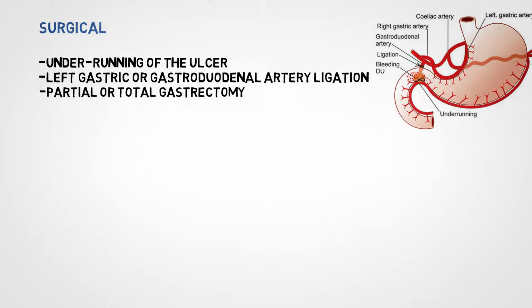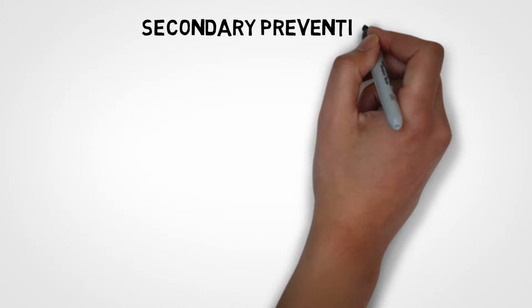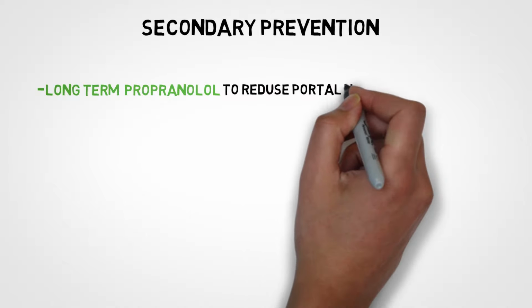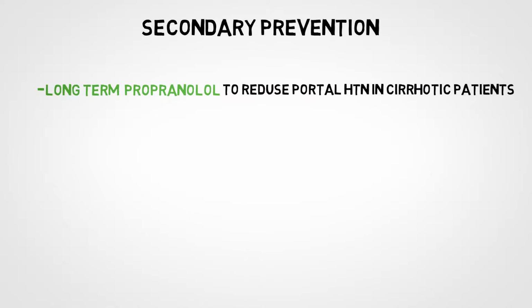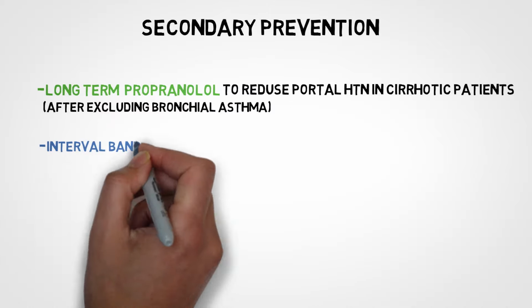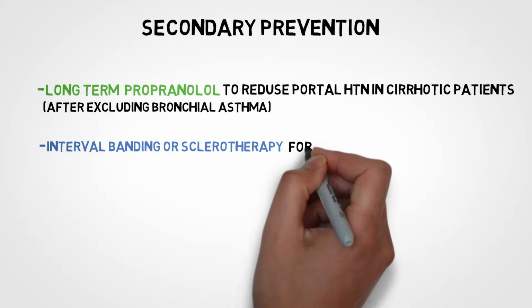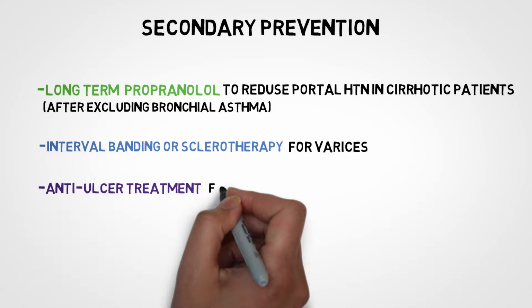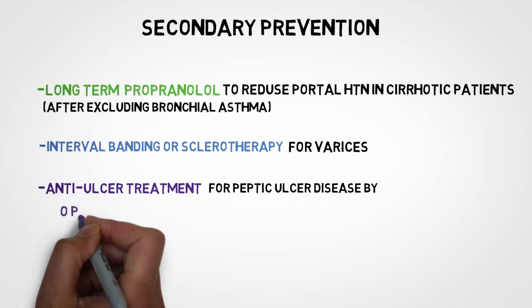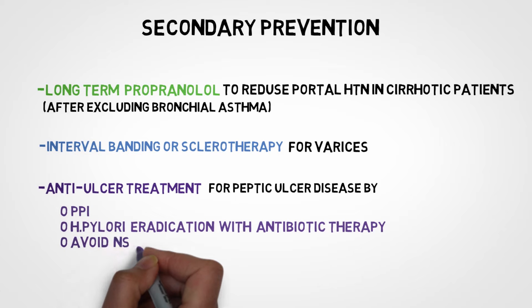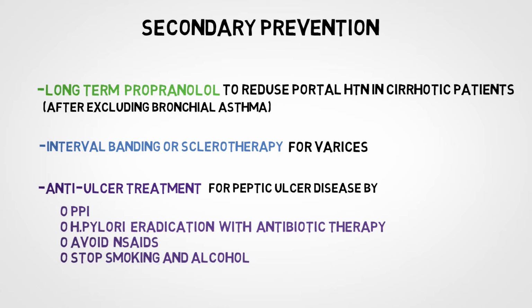And finally, a few points on secondary prevention. Depending on the etiology, long-term propranolol to reduce portal hypertension in cirrhotic patients, making sure to exclude bronchial asthma. Interval banding or sclerotherapy for varices. Anti-ulcer treatment for peptic ulcer disease by proton pump inhibitors, H. pylori eradication with antibiotic therapy, avoiding NSAIDs, and stopping smoking and alcohol.